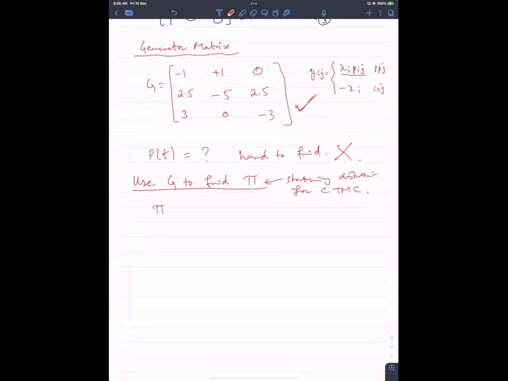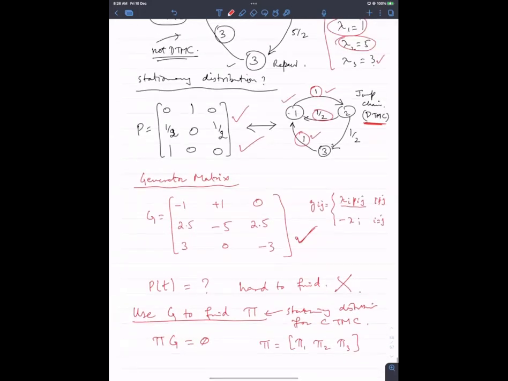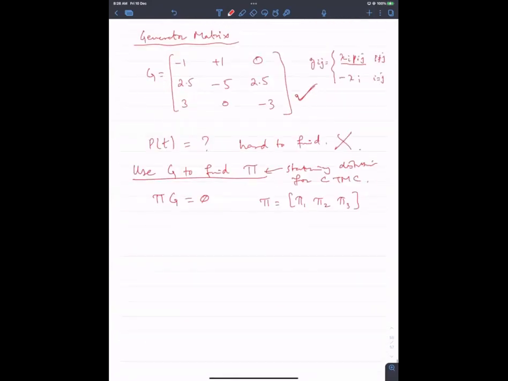और उसको find करने के लिए हमें पता है कि pi of G is equal to 0, pi times G is equal to 0. Let's say pi is equal to pi 1, pi 2, pi 3. ये तीन जो states हमने define की हुई हैं, इन तीन states में रहने की जो probability है, what is the stationary distribution, limiting distribution, not for the DTMC, directly for CTMC. Using G to find pi, pi is the stationary distribution for CTMC. CTMC के लिए मैं directly find out करेंगे. तो कैसे find out करेंगे?